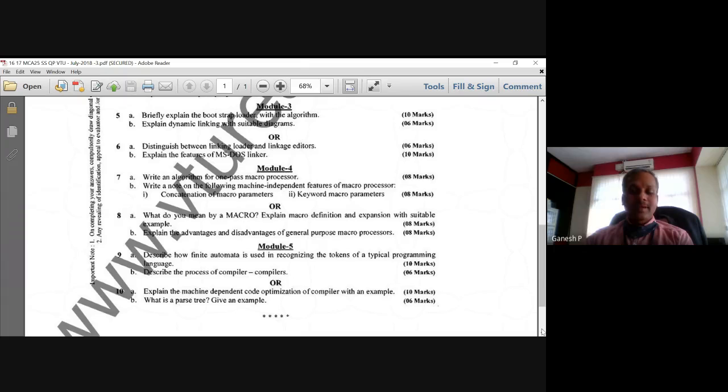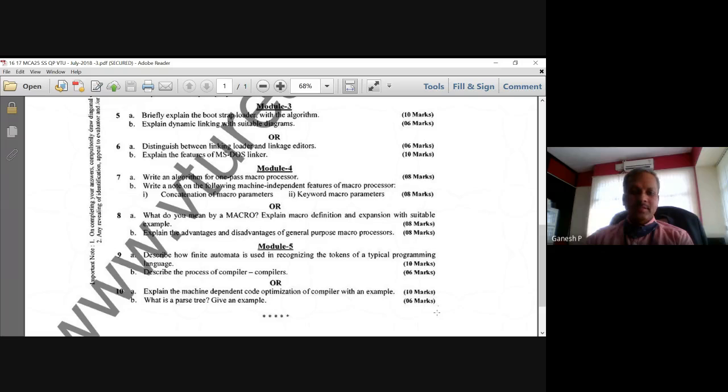Describe the process of compiler. It is nothing but an ACK. So they can ask as an ACK, or they can ask like this as a compiler. Both are the same, because ACK stands for yet another compiler. So you should not get confused. This is the alternative name for the compiler.